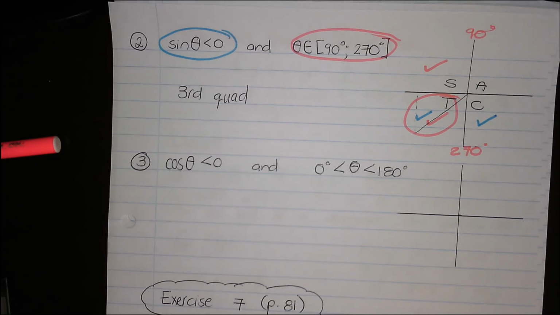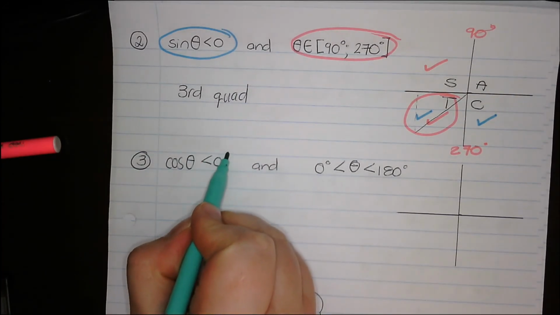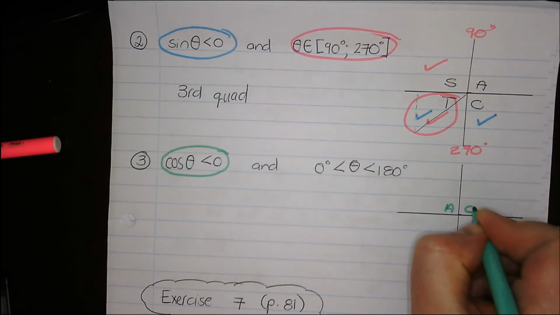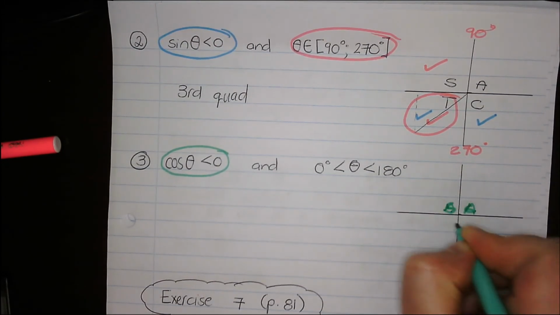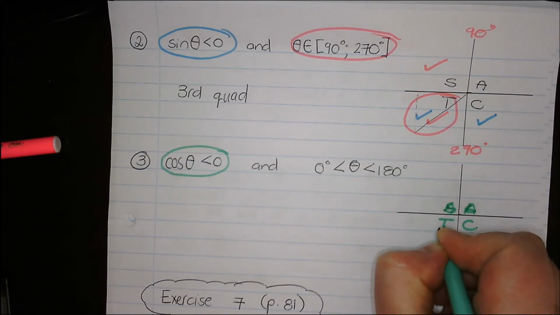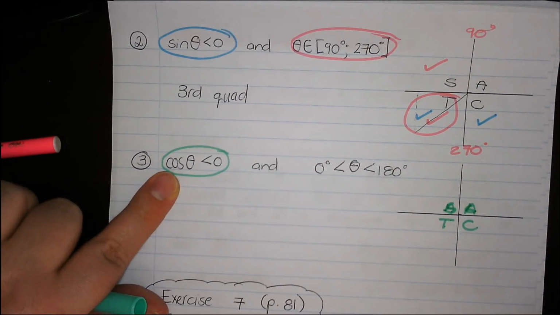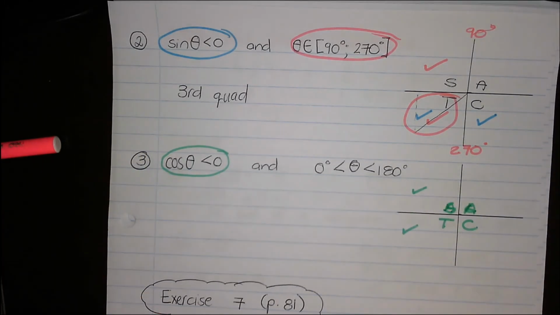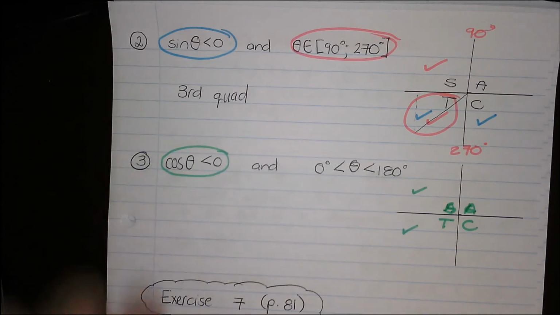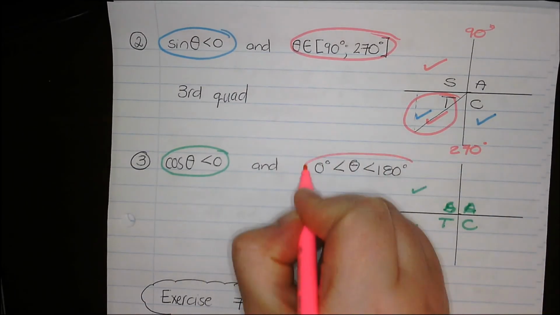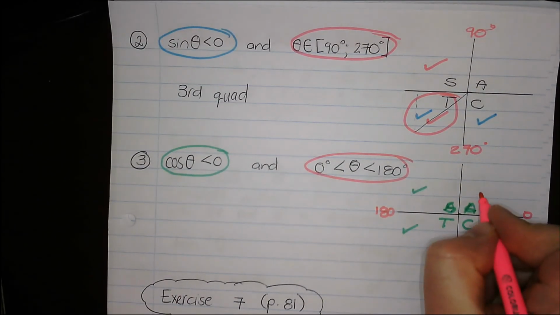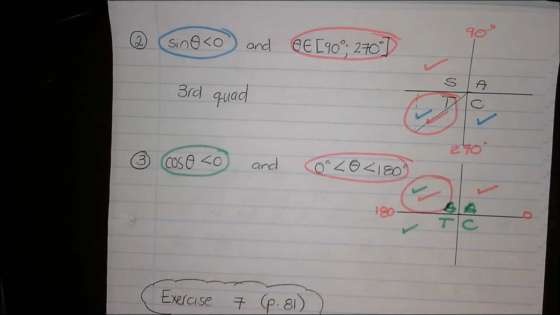Okay, last question. Cosine is negative. So if this is the CAST table, all singers take cough medicine. Cosine is negative in this quadrant and in that quadrant. Right, and then between 0 and 180 degrees, 0 starts over here, 180 ends over there, so it's either here or there. Together they make the 2nd quadrant.